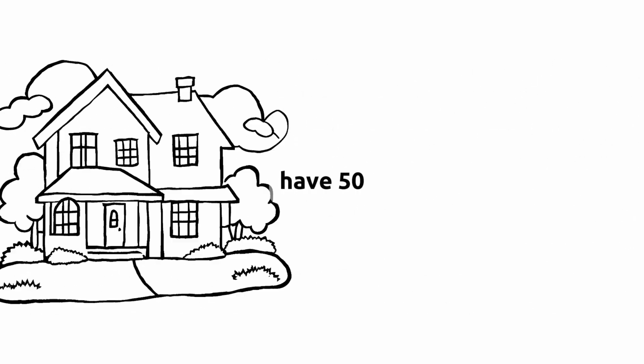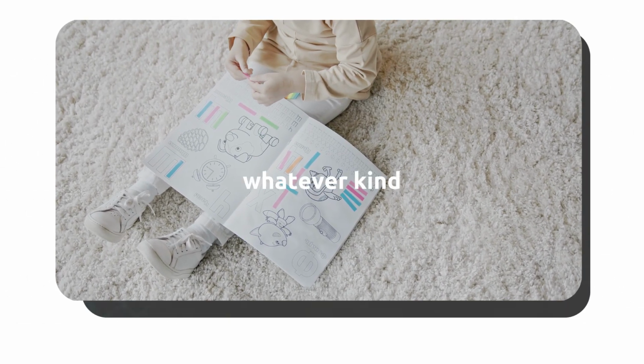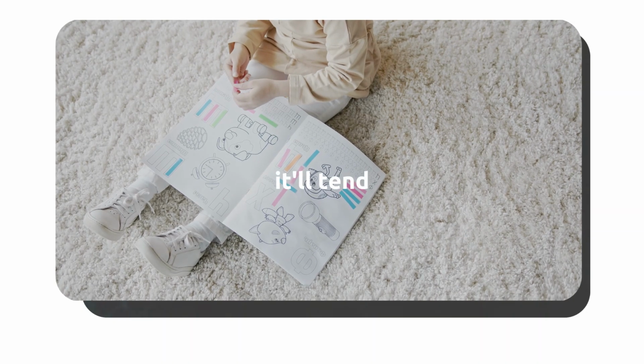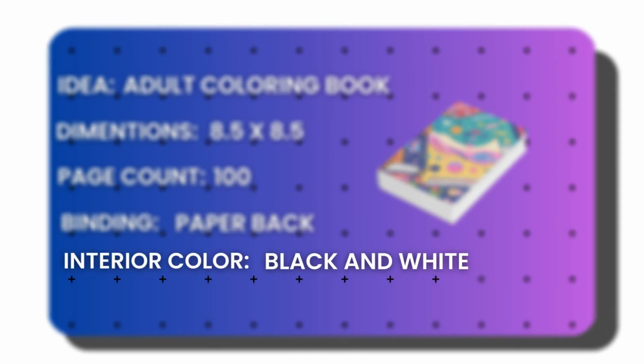The reason for this is because the coloring book will have 50 different photos, and whenever you or your kids try to color it, whatever kind of pen you use, it'll tend to bleed to the back of the paper, so that can affect the picture on the other side if it isn't separated by an entire page. That is why it's 100 pages. The binding would be paperback, and the interior colors would be black and white.